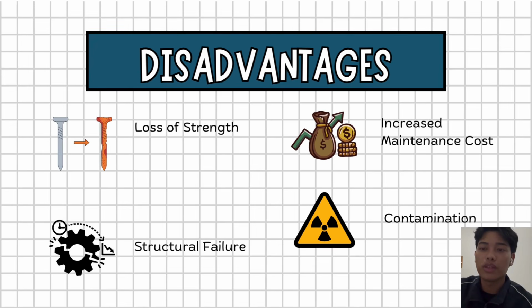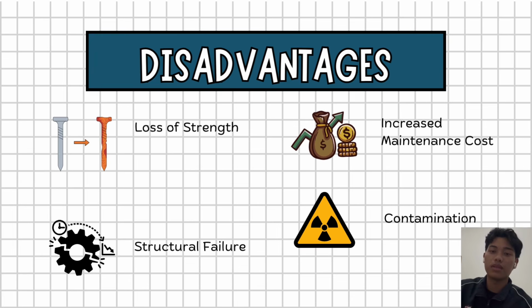So when the corrosion and rust happen, of course it can give us disadvantages, especially for our properties. First, it can weaken metal strength. Corrosion reduces mechanical strength, making structures unsafe. Next, structural failure. Rusting can cause collapse of buildings, bridges, and vehicles, and increase maintenance costs. It will require frequent painting, coating, or replacement.